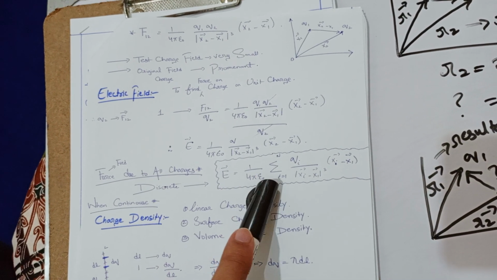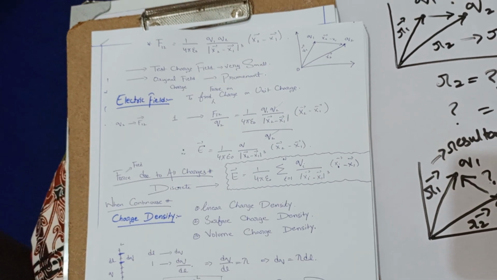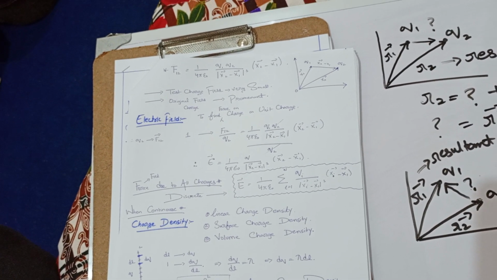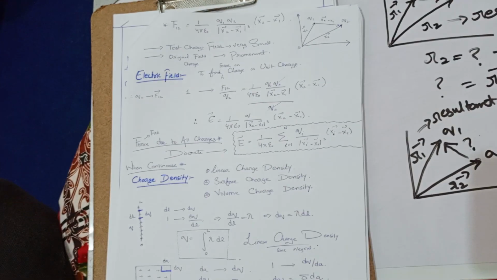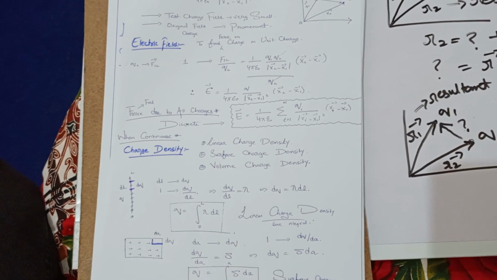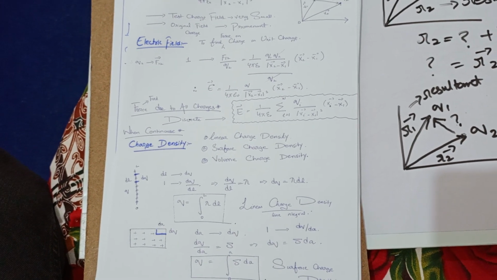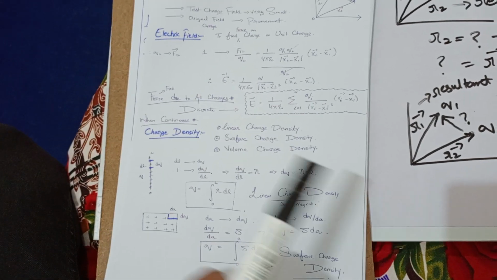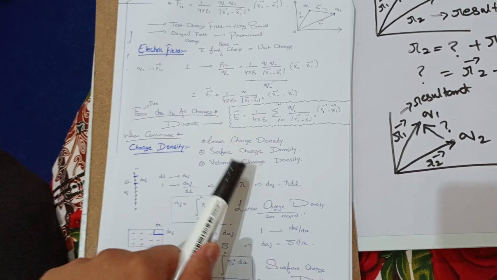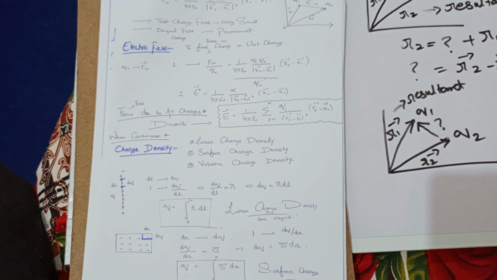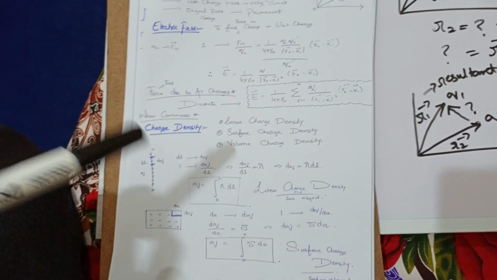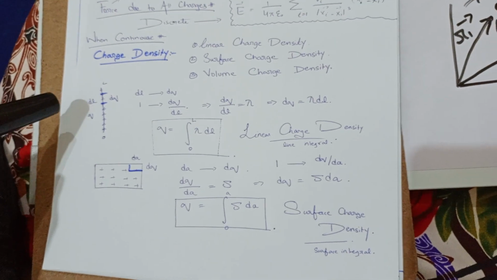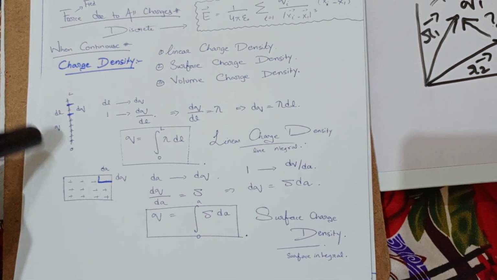And this is for discrete charges. What if there are continuous charges? Now the system is quite different. In the case of continuous charges, there are three concepts: linear charge density, surface charge density, and volume charge density. Let's suppose first of all linear charge density. Let's take an example.